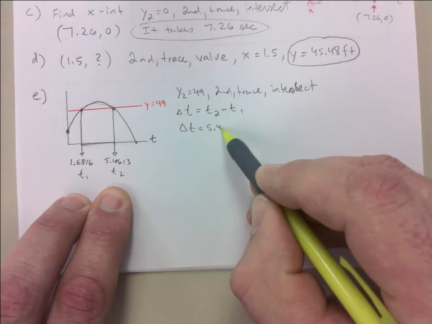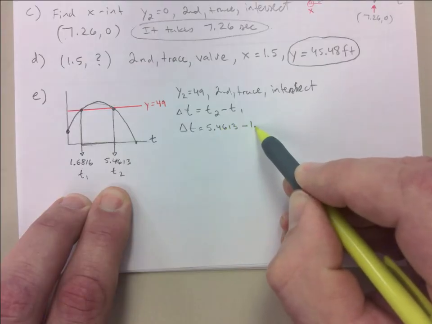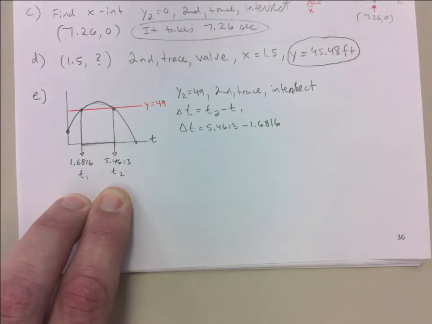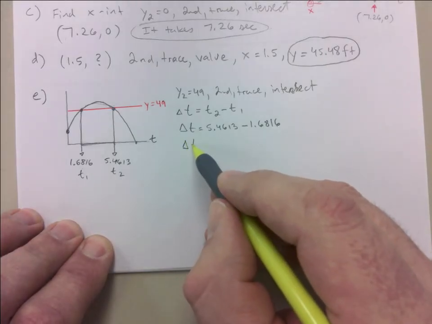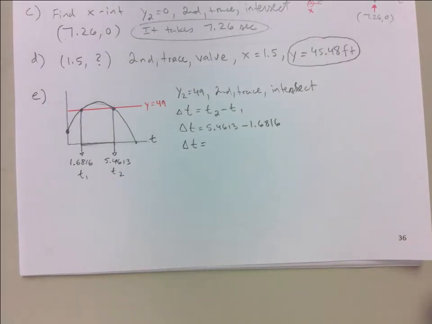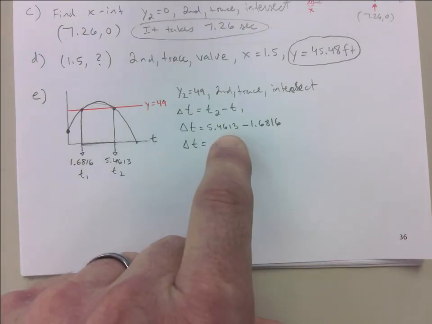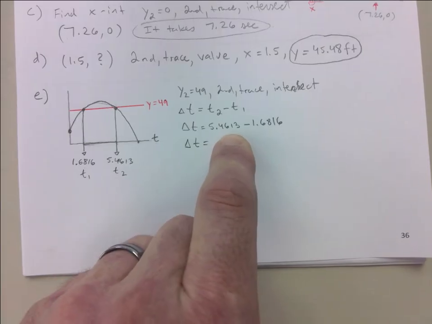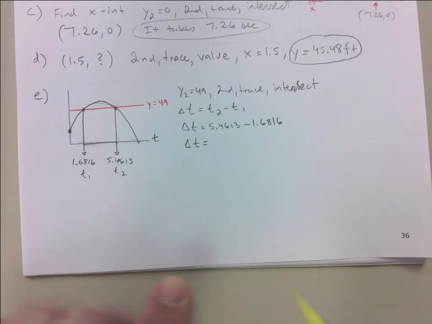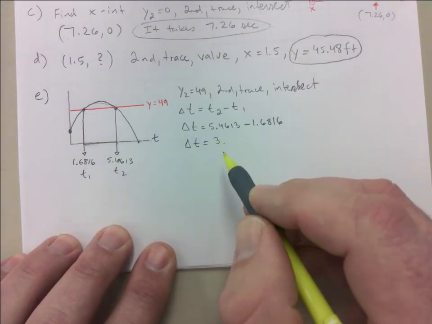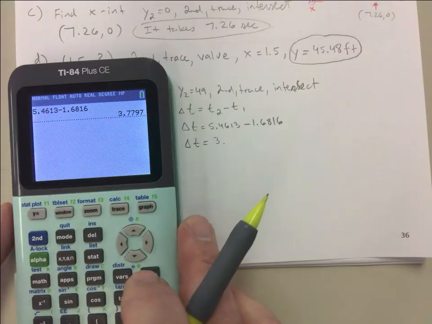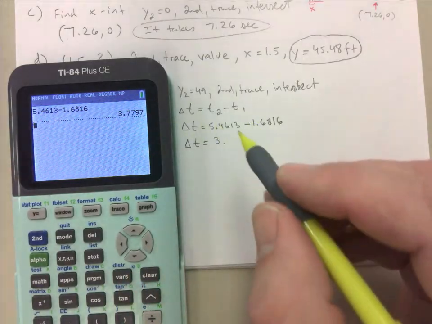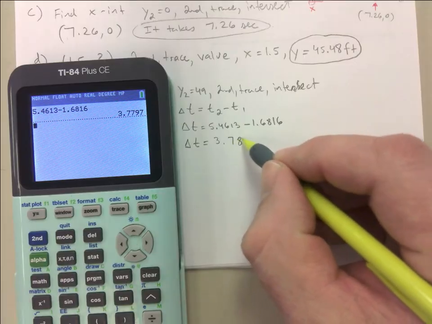That's 5.4613 minus 1.6816. If you don't like the delta, that's fine. So then you type this in and subtract 5.4613. I'm doing this on my calculator on the side. It takes us 3.7797 seconds. I'm going to show you that on the calculator real quick here. So we round to 2 decimals now because we're ready to state our final answer.